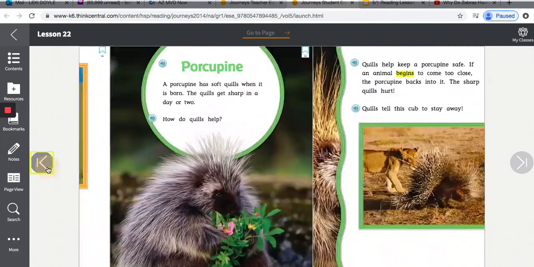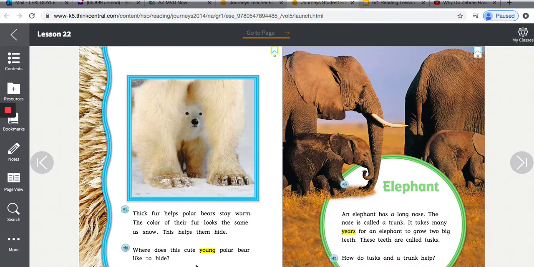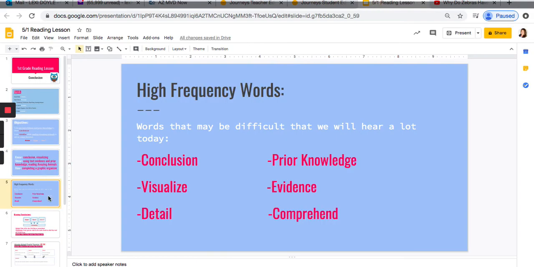Okay, so let's find back our polar bear page right here. So we see a picture of two polar bears with their white fur, and we read that they have thick white fur. And then on this page we see them in snow, and it says that the thick fur helped them stay warm. So we need to think about what can we conclude from those details.